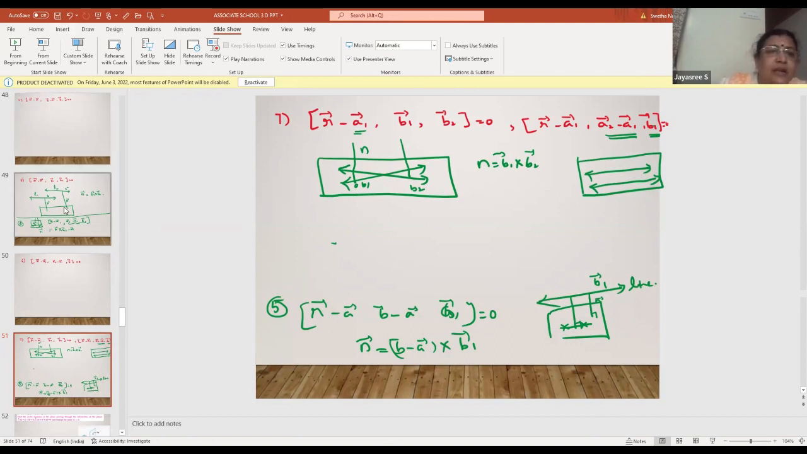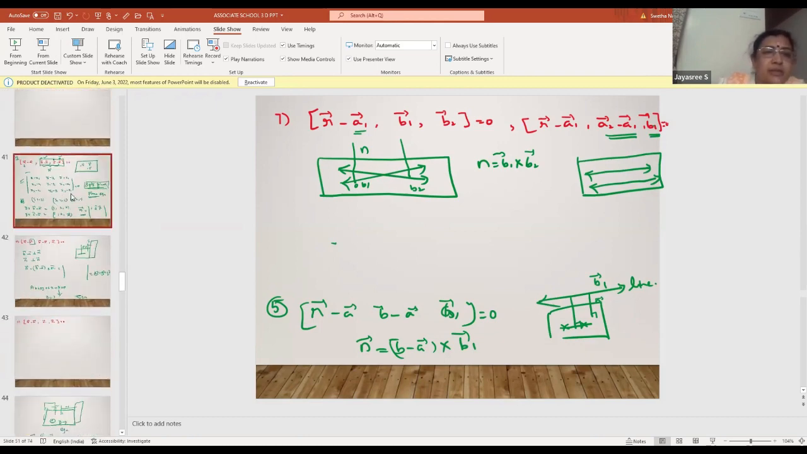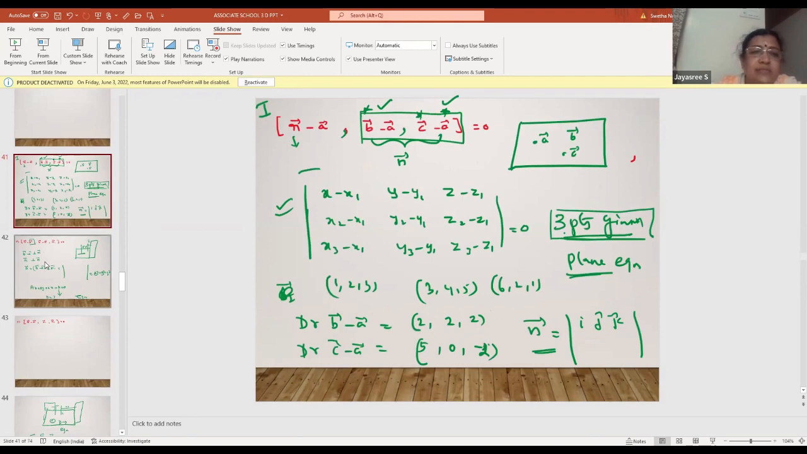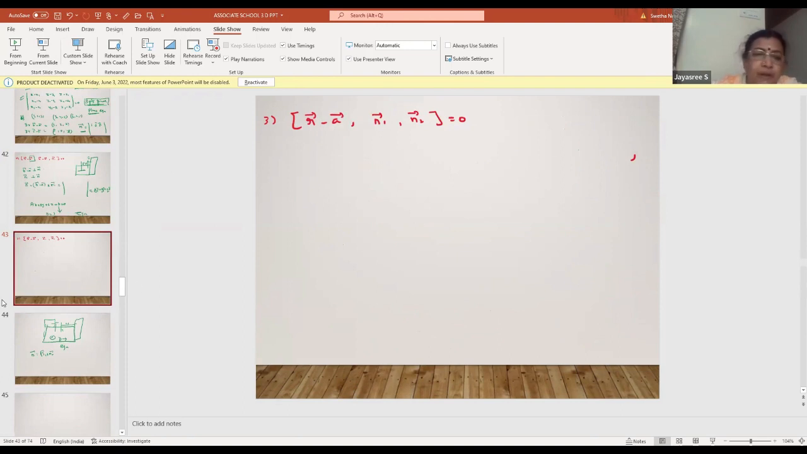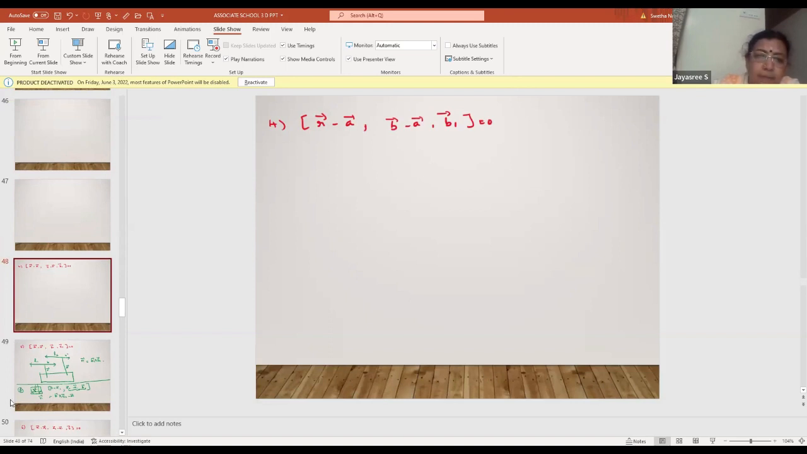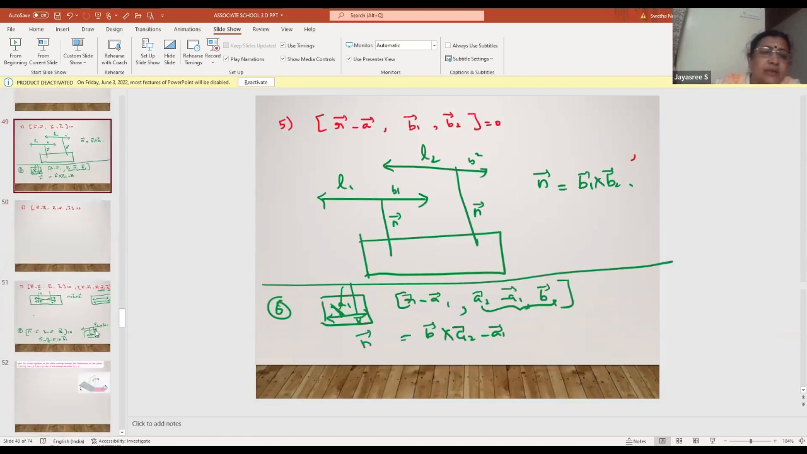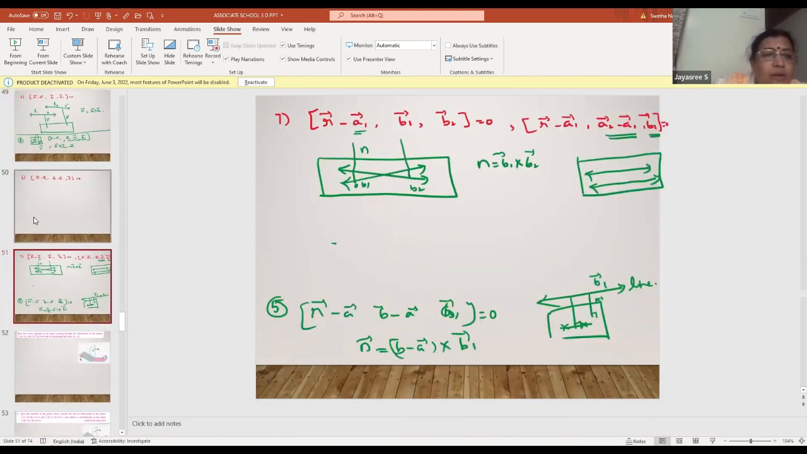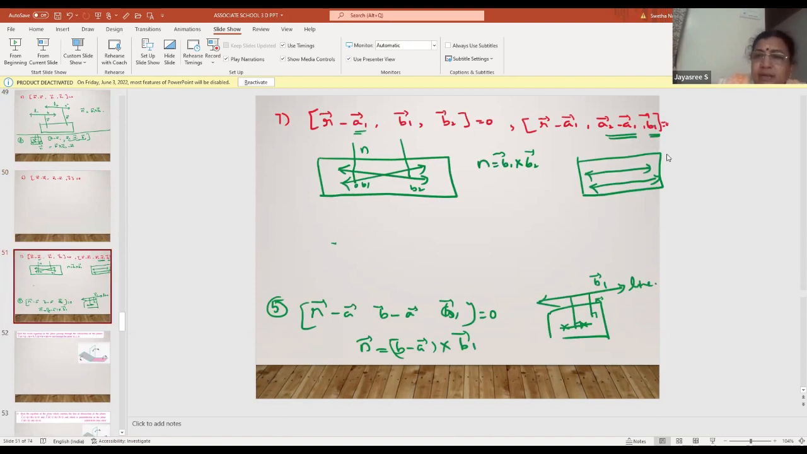If you are training them this way, the children will be very comfortable. The patterns are: passing through 3 points is one concept; passing through 2 points and perpendicular to one plane; passing through 1 point and perpendicular to two planes; then the fourth one, passing through 2 points and parallel to a line; next, passing through 1 point and parallel to two lines; next, passing through 1 point and containing the line, 2 points and containing the line; and containing two lines and containing two parallel lines. Total 7 point patterns are there.